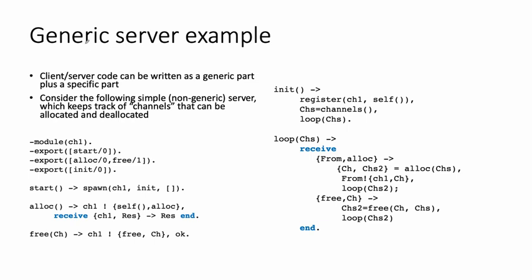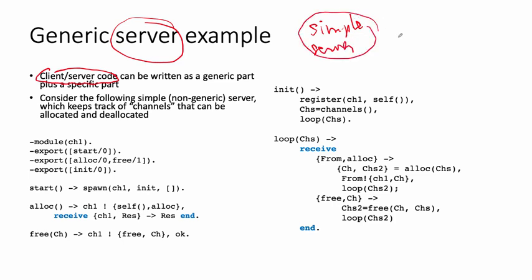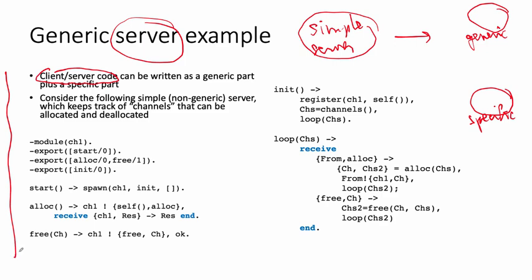Okay, so here let me show you a server. Let me show you a very simple client server, and then I'll show you how to make it generic and specific. So let me show you first a simple server as a single piece of code, and then we divide it up into two pieces, a generic part and a specific part. Okay, so this slide here shows you a simple server.